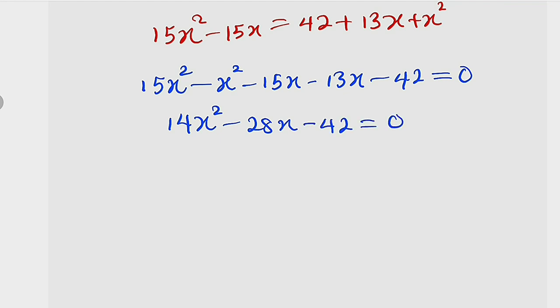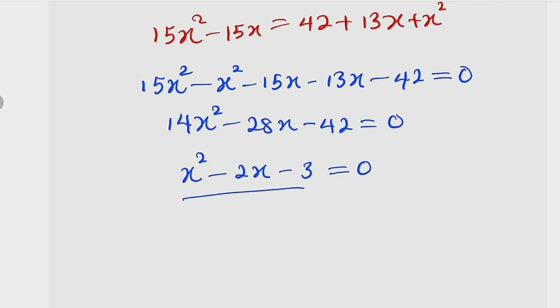Now we have a quadratic equation, but I think all of these three terms are divisible by 14. So let's divide through by 14. This gives us X squared, minus 28X divided by 14 gives us 2X, minus 42 divided by 14 is 3. So this is equal to 0.